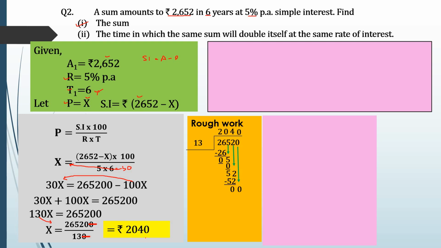Now this we got from the first condition. Now we'll use this principal in the second condition to solve the second question. Again, now the principal P is 2040, which we just found out. Now the question says that the sum will double itself. Double means double of 2040, so double of 2040 will be 4080. So this is the amount, the second amount.